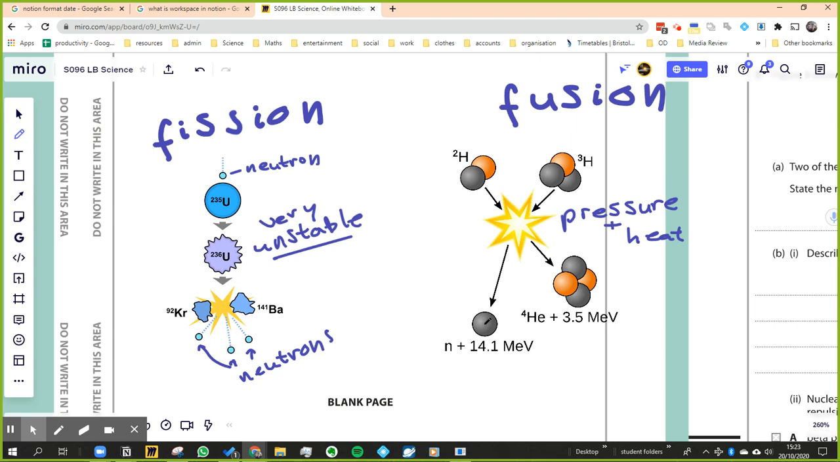What this extra neutron does depends on the situation, but the main thing is that we're producing this. Okay.